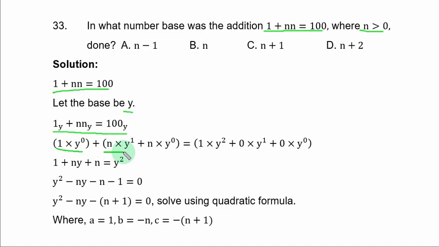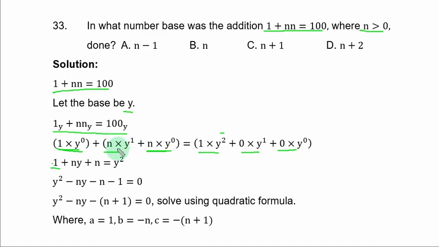Second number, n times y plus n times y again, so you have power 0, power 1 equal to 1 times y plus 0 times y plus 0 times y. You have power 0, 1 to 2. You simplify. Y power 0 is 1, 1 times 1 is 1. Here is n. Here is n.